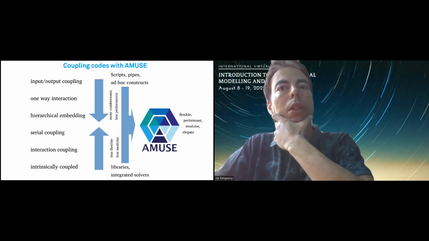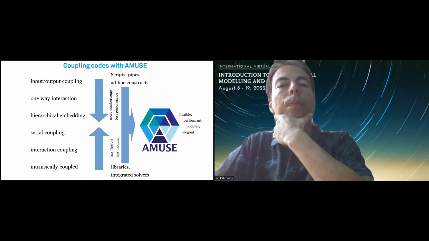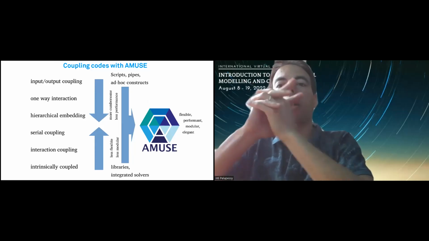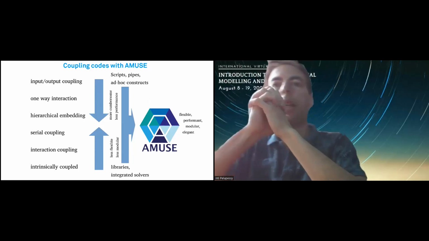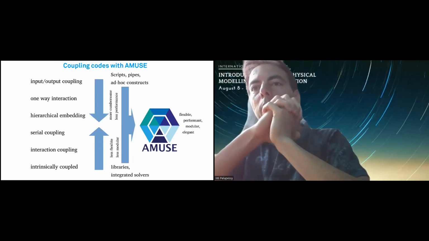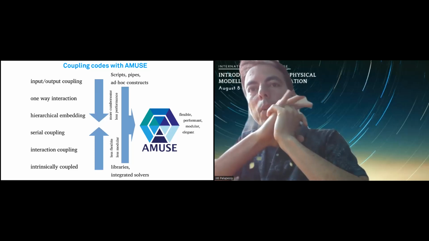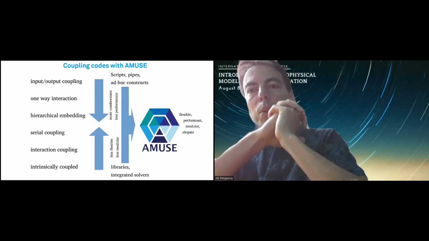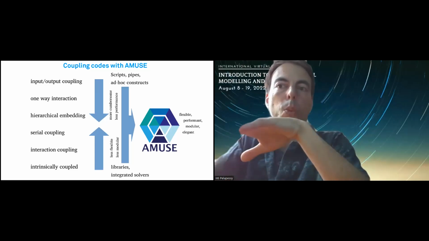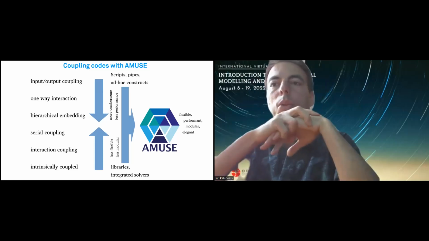Okay, so there are different ways, different intensities of coupling, and this is a whole lecture in itself: what does it mean when you couple different codes, when do you want to use different types of coupling, and when can you use AMUSE, and when is AMUSE not the best solution.